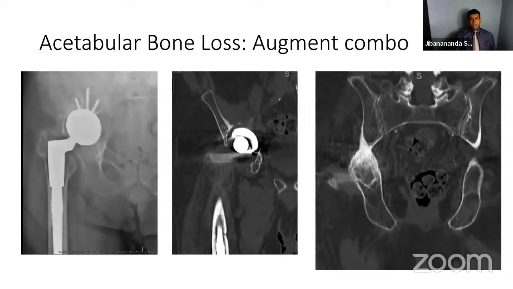For bone loss, you can use an augment combo. This is a patient of mine who had a couple of revisions, I think 7 revisions, before he ended up with me for various reasons. As you can see, there is no discontinuity, but there is significant intercolumn and medial bone loss. This is classified as Paprosky 3B without pelvic discontinuity. Now, there are several ways you can fix this one.